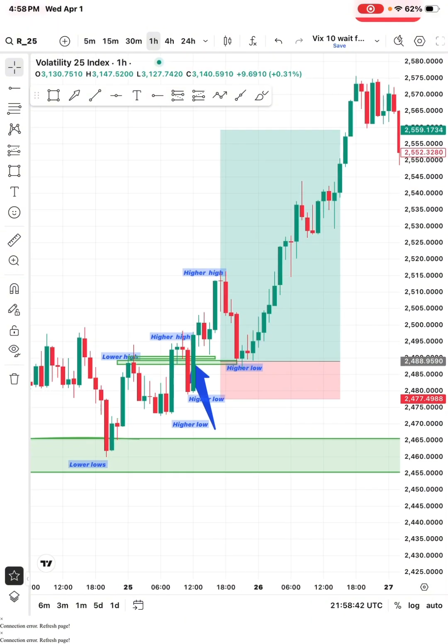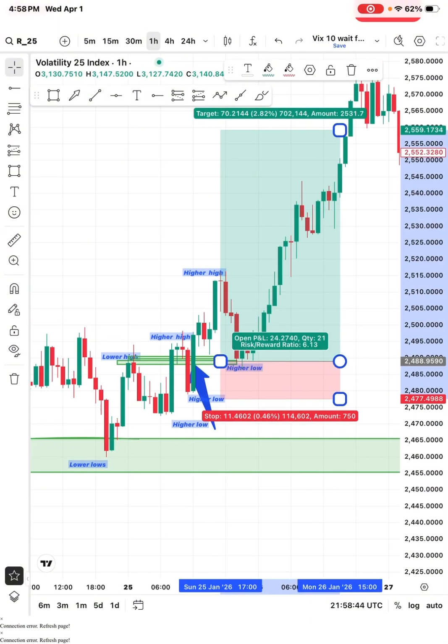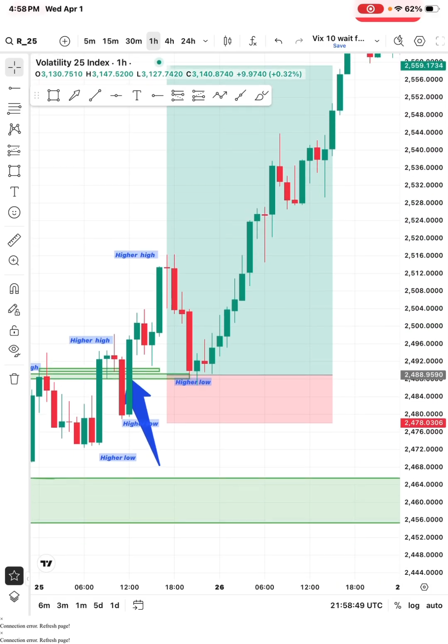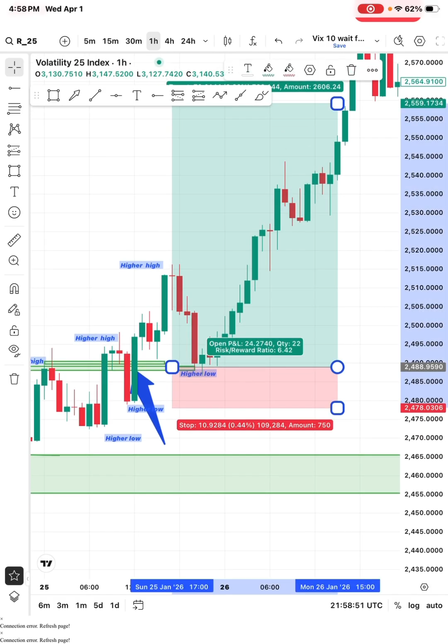All right, so we enter, stop loss below there. We hope the chart is not that confusing. I would target that. So this would be a 1 to 5, 1 to 6 risk to reward, and count the candlesticks to see how many hours we would be in the trade.